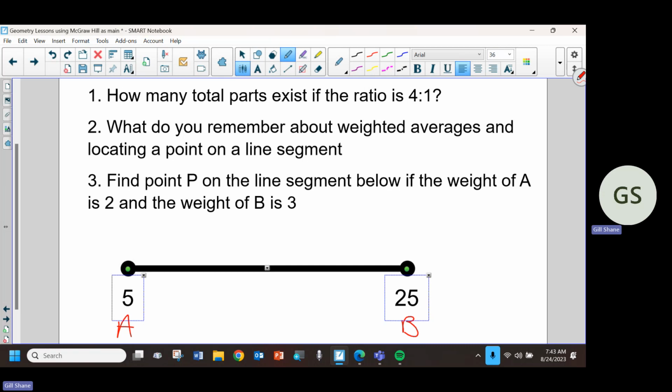What did we say ratios are about? If we have ratios, what are they measuring? Amount, or if it's a line segment, what is it? If there's not really an amount on a line segment, what was it they were measuring? In your notes, don't have it written down. You need to know this.